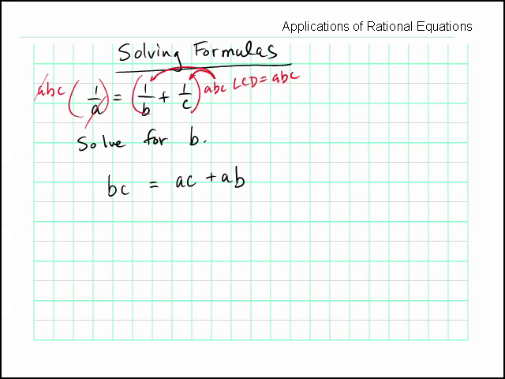Okay, so if we multiply both sides by the common denominator, we've eliminated all the fractions. Now remember that we're solving for b here. So it would be incorrect to do this. You don't want to just divide both sides by c and cancel the c's out. And that's because we still have b on this side as well. You can't have b's on both sides. So let me back up.